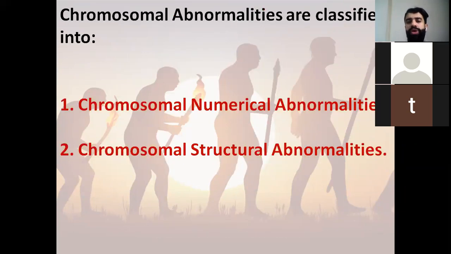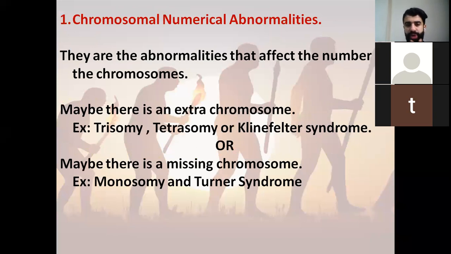Let's move now to the chromosomal abnormalities. Chromosomal abnormalities are classified under two categories: the chromosomal numerical abnormality and the chromosomal structural abnormality. Today I'm going to focus on the chromosomal numerical abnormality, so the abnormality at the level of the number of the chromosomes. Let's pay attention to these properties. Chromosomal numerical abnormalities are abnormalities that affect the number of the chromosomes.